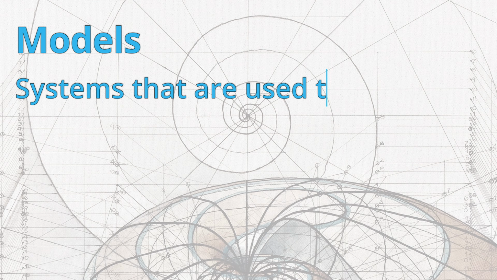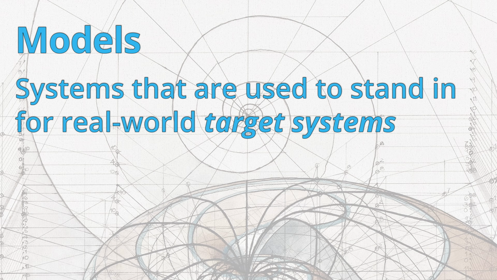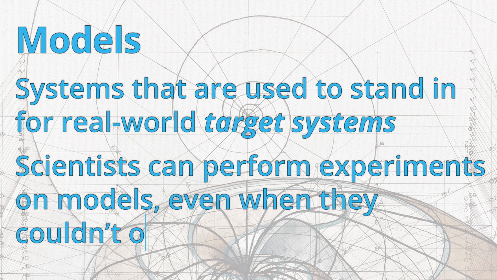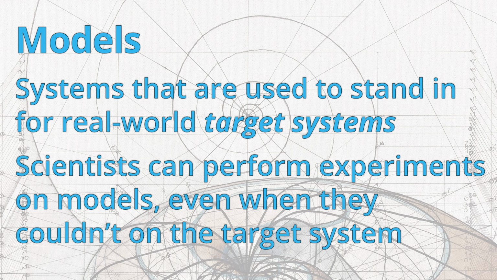A lot of what we know from science comes from the use of models. Models are systems that are used to stand in for real-world systems of interest called the target system. Experiments or other interventions can be carried out on a model, which can in turn give scientists some information about what to expect if that same experiment had been performed on the target system.